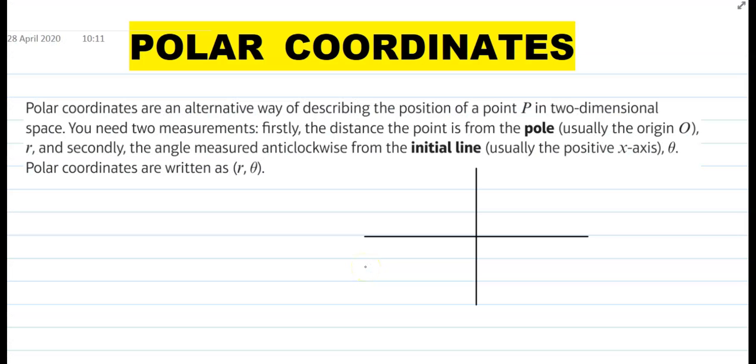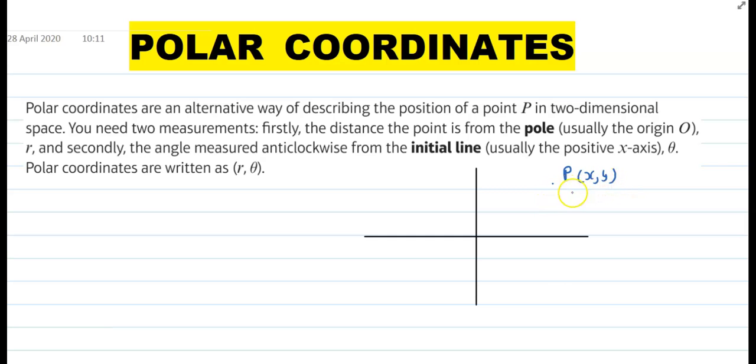Hi there. Today we are learning about polar coordinates, and this is an alternative way of describing the position of a point. Suppose there is a point P. The coordinates of point P are x and y. So these are Cartesian coordinates, x and y.